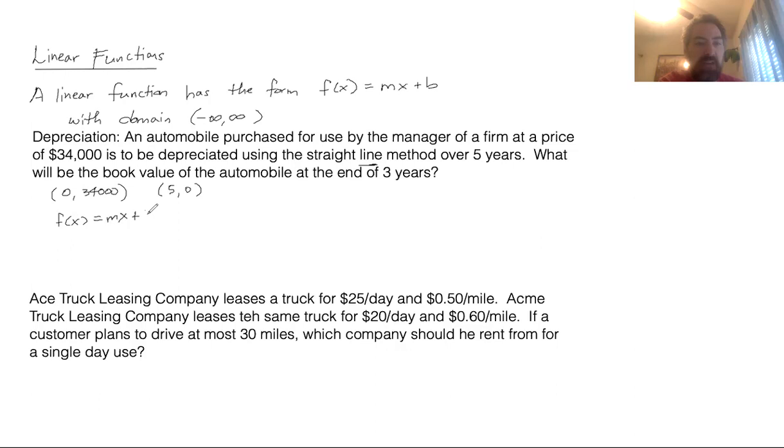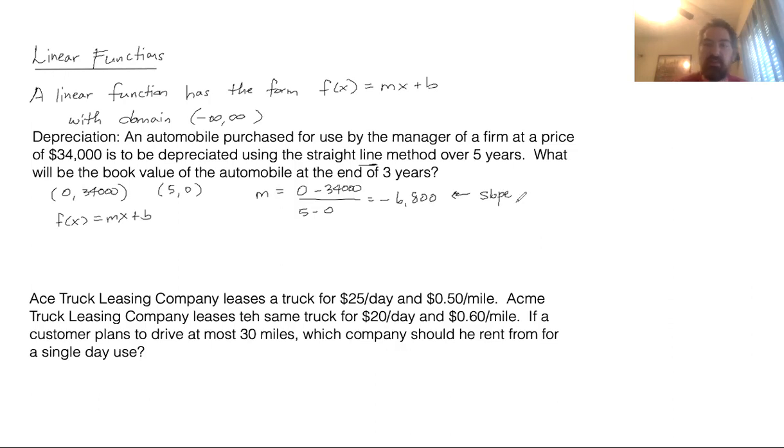Well, if I have 2 points, then I can find the slope. That's the difference in the y values, 0 minus 34,000, divided by the difference in the x values, 5 minus 0. And so negative 34,000 divided by 5 will give us negative 6,800. This is the slope.